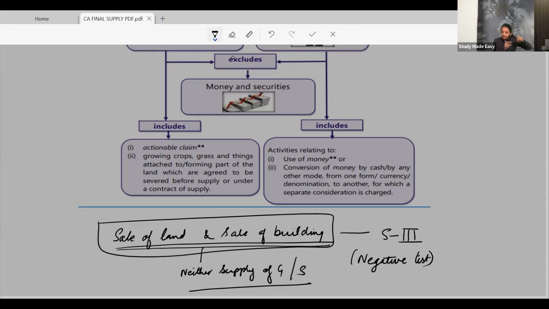Are you understanding? The definition was giving a wrong interpretation. To clear the interpretation that no, sale of land, sale of building is neither supply of goods nor supply of service, because my supply definition was including goods and service, and service was including immovable property. Therefore, to clear this wrong interpretation, they have included it in schedule number 3. Understood this thing? First point. Any doubt here? Anyone having any doubt?